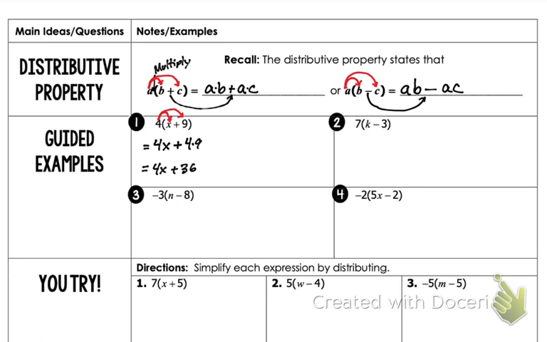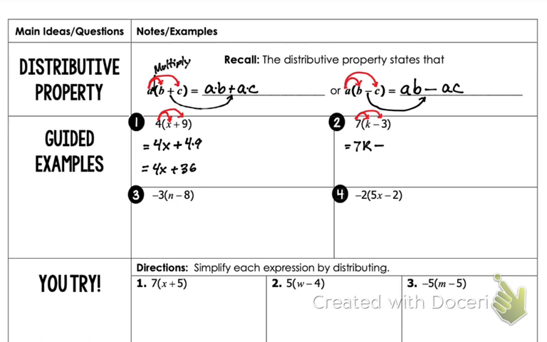So our next one, we have that 7 out front, right? So we're going to distribute that 7 to the k, which would give me 7k. We're going to make sure we carry down that negative sign. And then we're going to do 7 times 3. It's going to be 21.